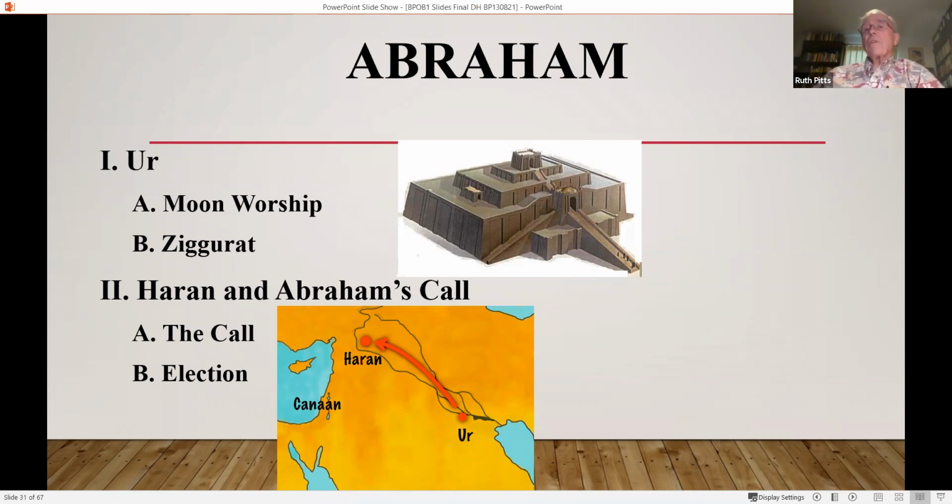Okay, so here we have an inset map with Ur down at the bottom of the Tigris-Euphrates or Mesopotamian region, and then Haran up to the north. So Abraham is called to go there, and he just goes in faith. And he is elected by God to do this. So you're going to get the notion throughout the Old Testament of a chosen people, going back to Abraham.